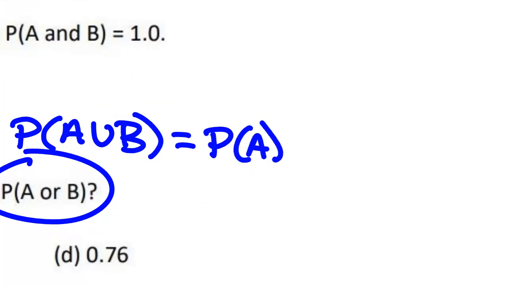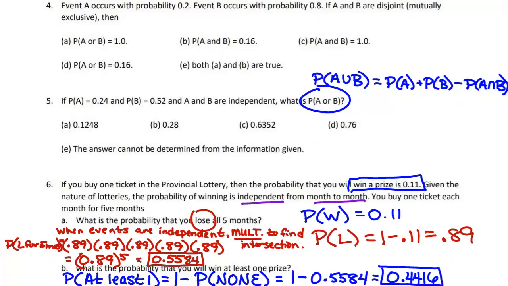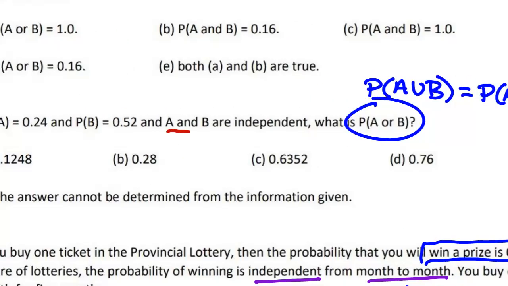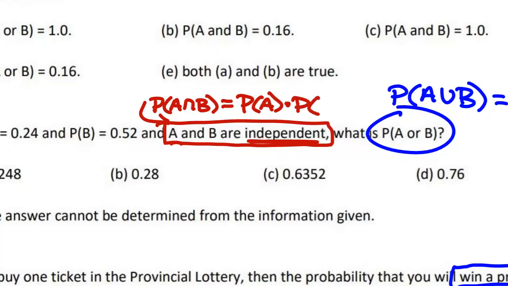Probability of A plus probability of B minus the probability of A and B. This is how I find my or. If A and B are independent, then I can find that intersection. The probability of A and B, because they are independent, is equal to the probability of A times the probability of B.